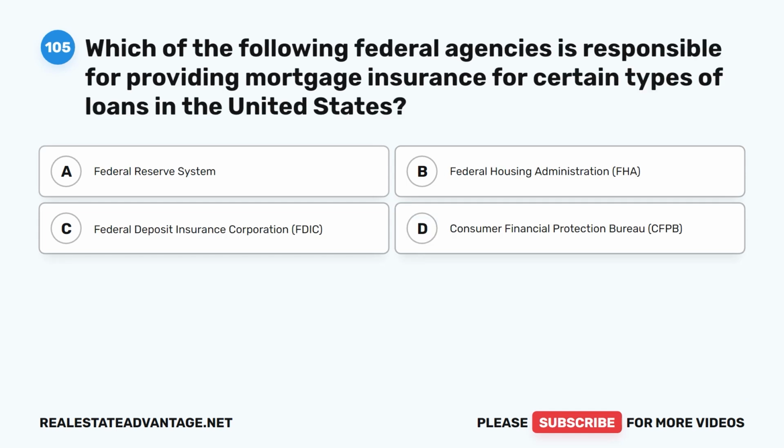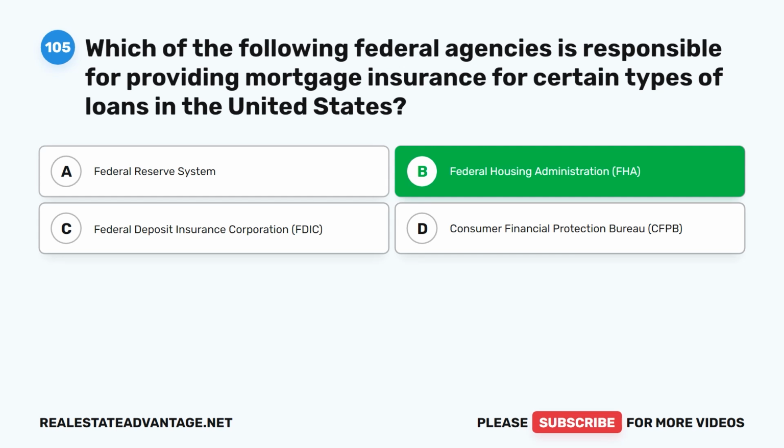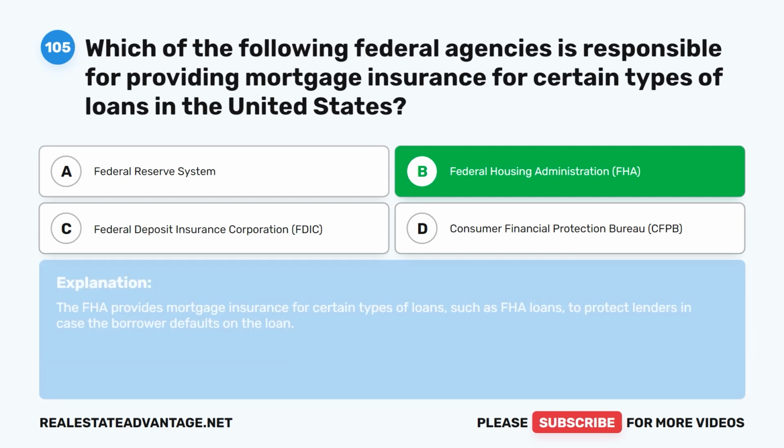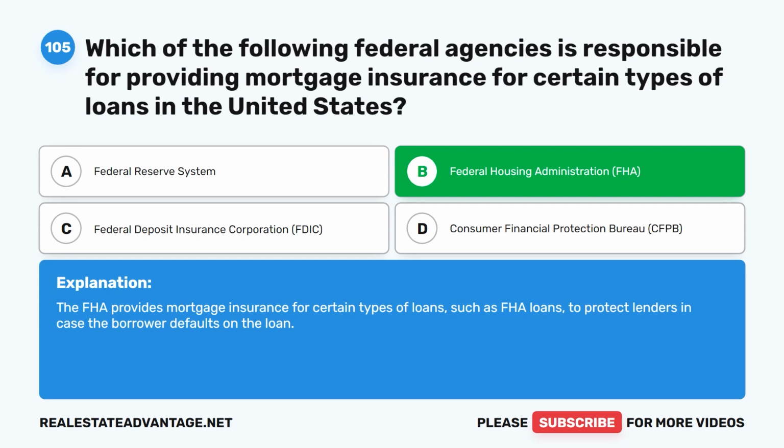Question 105. Which of the following federal agencies is responsible for providing mortgage insurance for certain types of loans in the United States? A. Federal Reserve System. B. Federal Housing Administration, FHA. C. Federal Deposit Insurance Corporation, FDIC. D. Consumer Financial Protection Bureau, CFPB. The correct answer is B. Federal Housing Administration, FHA. The FHA provides mortgage insurance for certain types of loans, such as FHA loans, to protect lenders in case the borrower defaults on the loan.